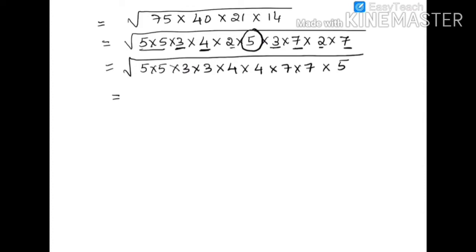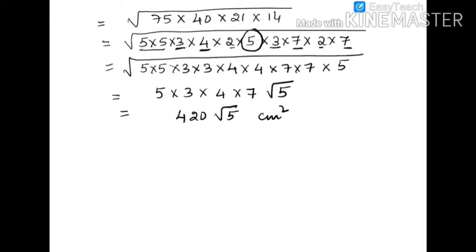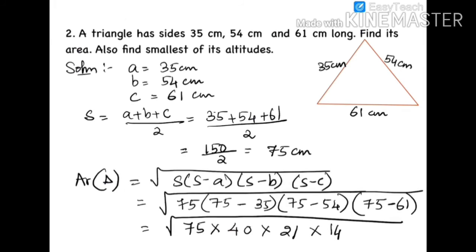Now we can write the square root for each of these pairs. So 5 into 3 into 4 into 7, and 5 will be written under the square root sign. So multiplying these numbers, we will get 420 root 5 centimeters square. So we have answered the first part, that is the area. Now we have to find the smallest of its altitudes.